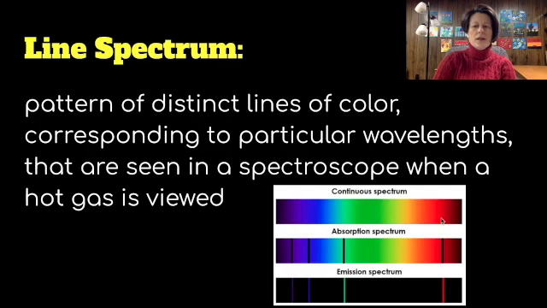And so here would be a continuous spectrum that you see if you look at white light. Here is an absorption spectrum where what the gas is absorbing is shown, and this is an emission spectrum. We will be looking at the emission spectrum.